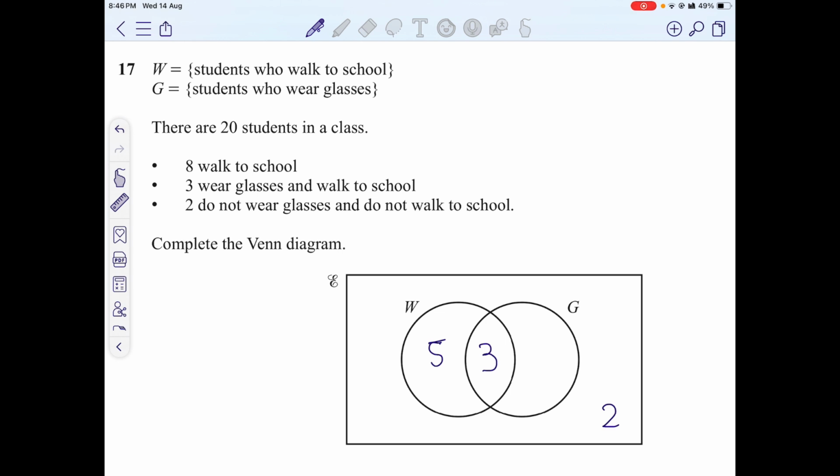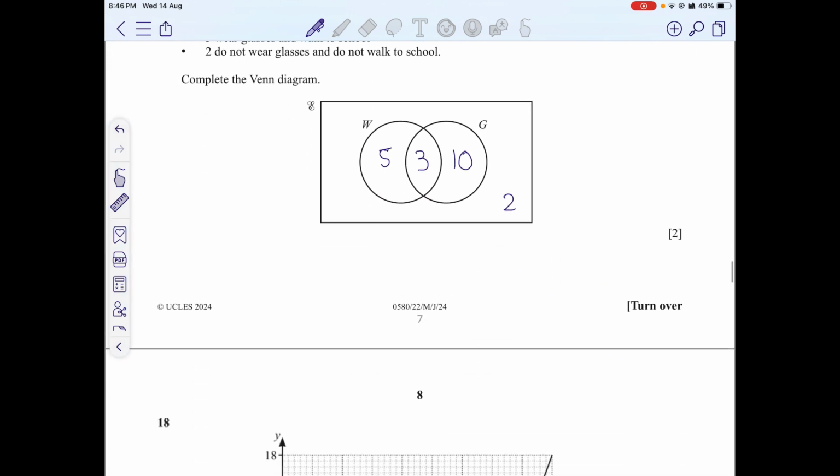Since it's only 3, right? So the total is 20. If you do 5 plus 3 plus 2, it's 10. 20 minus 10 is just 10. So the value here would be 10. I hope this question is clear.